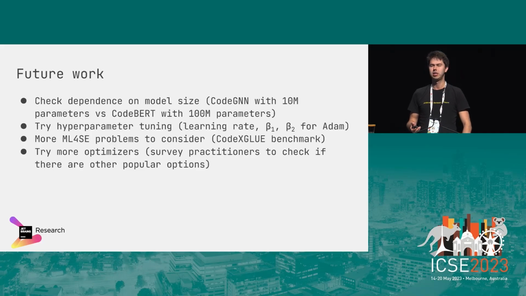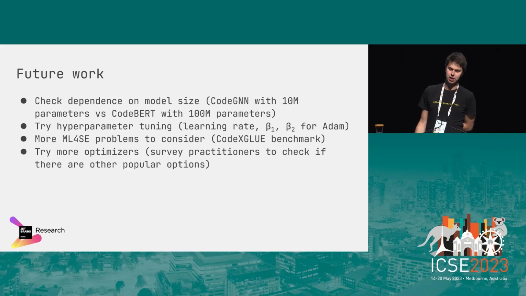This is a new track, and this means there is future work to be done, and there are plenty of options we didn't check due to lack of time and computational resources. Hyperparameter tuning is a very reasonable thing to check, and it was done in other works which consider relative optimizer performance. It would also be interesting to check dependence on the model size, because if, as I assume, there is no dependence on the model size, we would be able to check optimizer performance on a smaller model and then generalize it to a bigger model, further saving time in choosing the best optimizer. And as usual, there are more ML4SE problems to consider and more optimizers to try.